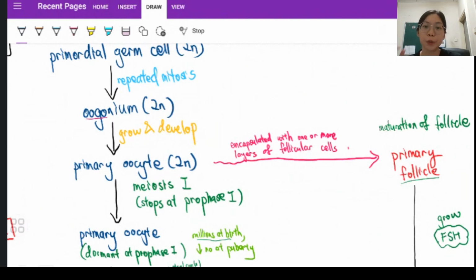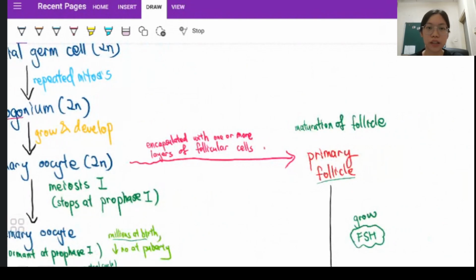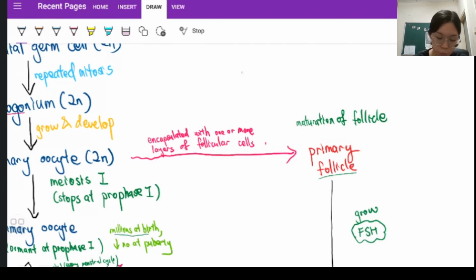At the same time, the primary oocyte will get encapsulated with one or more layers of follicular cells to form a primary follicle. So what does this mean? What's the difference between primary oocyte and primary follicle? A lot of students get mixed up. So this one is a primary oocyte.